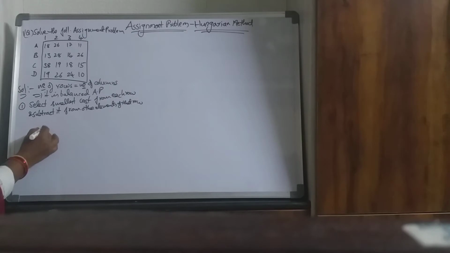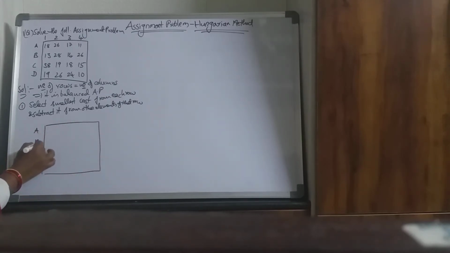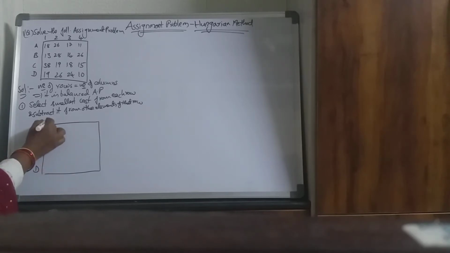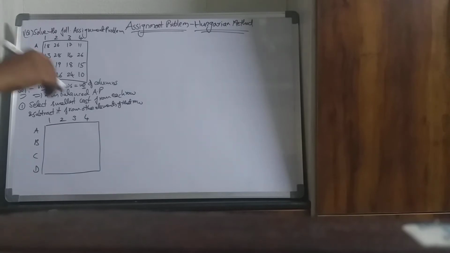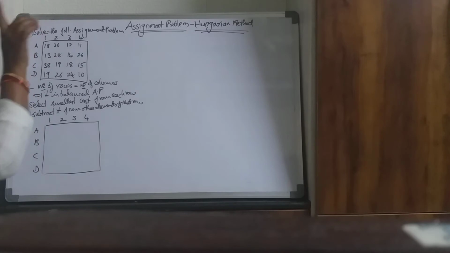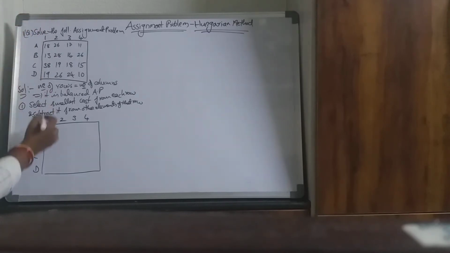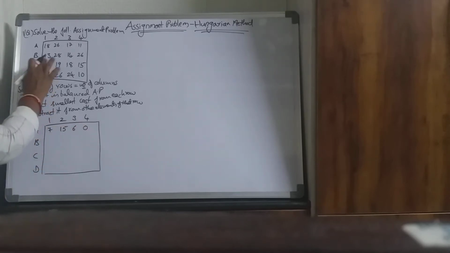So here I'll draw the table. So I have A, B, C, D. Here I have 1, 2, 3 and 4. So in the first row, which is the minimum element? 11 is the minimum element, smallest element. Now I should subtract this 11 from all other elements of that row only. So 18 minus 11, 7. 26 minus 11, 15. 17 minus 11, 6. 11 minus 11, 0.